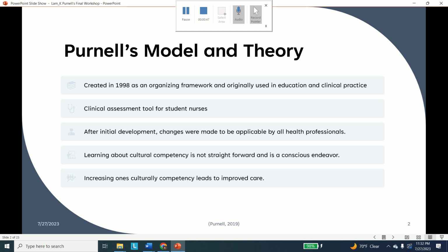Learning about cultural competency is not straightforward and it's a conscious endeavor, because the individual has to realize that they have a bias and cultural insensitivity to be able to improve, and also because culture is not linear. Culture comes in different ways and different forms, and it also increases one's cultural competency, which leads to improved care.